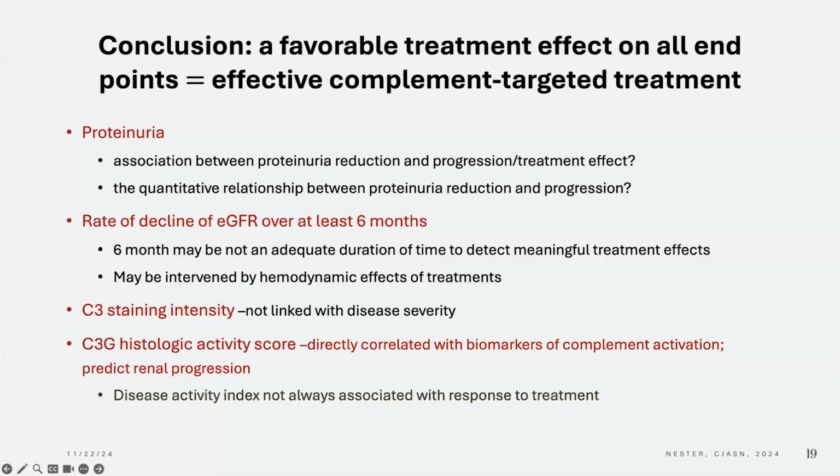While there is lack of evidence linking the intensity of C3 staining and disease severity, the C3G histologic activity score seems directly correlated with biomarkers of complement activation. The conclusion is a favorable treatment effect on all endpoints would provide convincing evidence of efficacy of a complement inhibitor. These endpoints are used in the clinical trials of new C3G therapies. However, there are some uncertainties. The evidence about the association of each endpoint and renal prognosis or response to treatment are inconsistent.